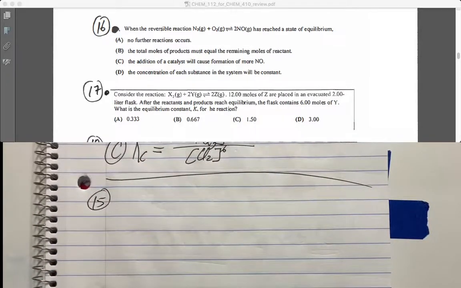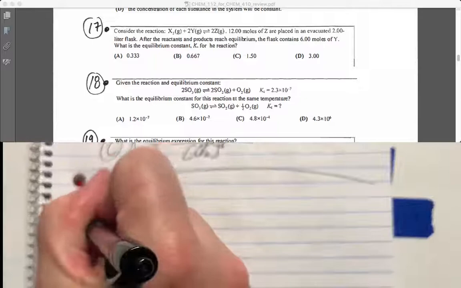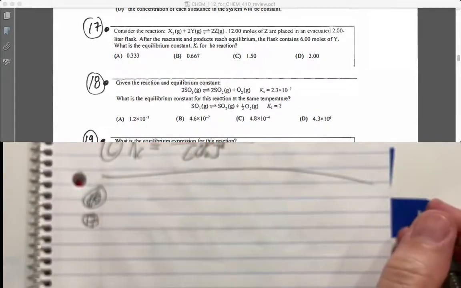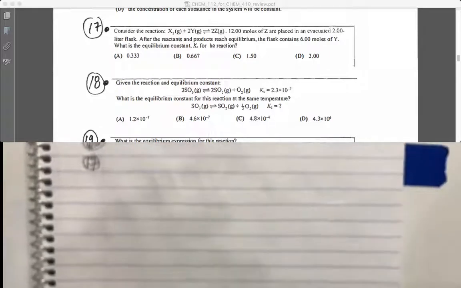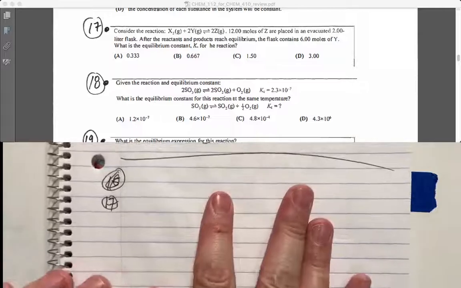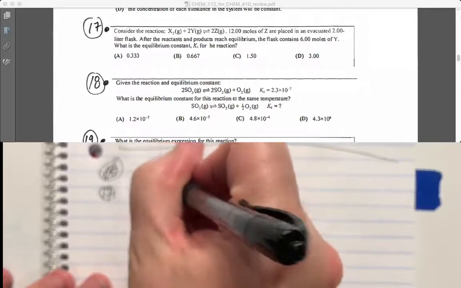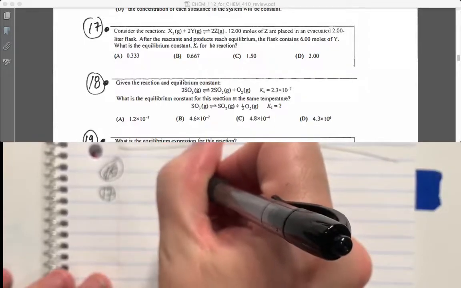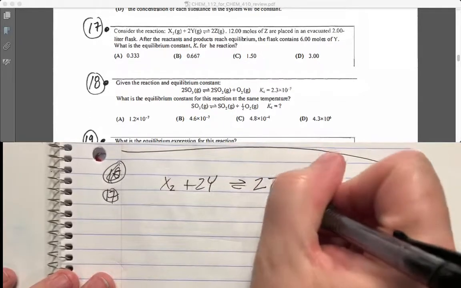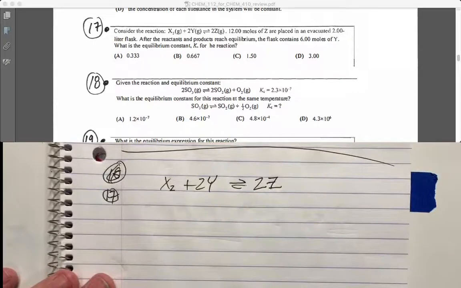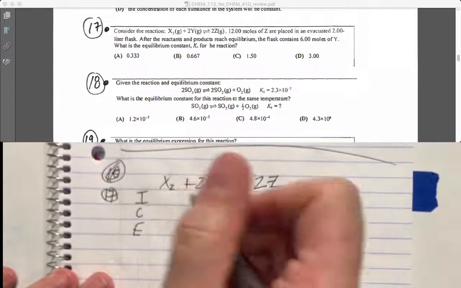All right, this is going to require some work on my part. 17 here. So for 17, this is going to require the ice table. So let me write my reaction first. X2 plus 2Y is in equilibrium with 2Z. That's the reaction that we're talking about. And I say initial, change, and equilibrium.